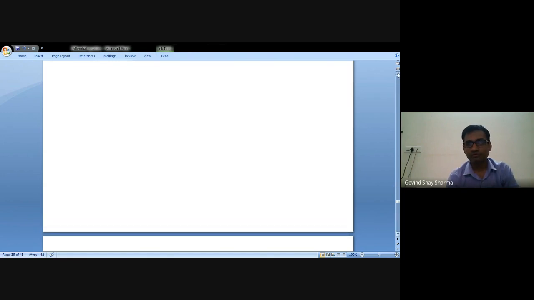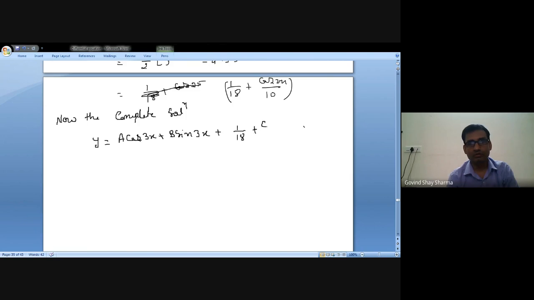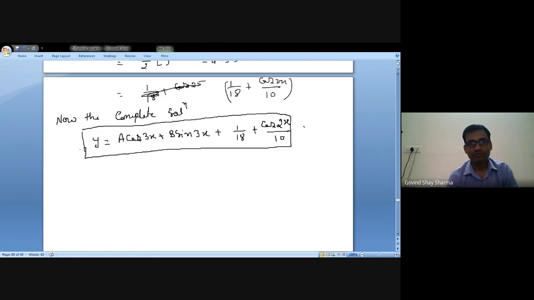Now the complete solution is y is equal to a cos 3x plus b sin 3x plus 1 upon 18 plus cos 2x upon 10. Okay. So this will become your complete solution.